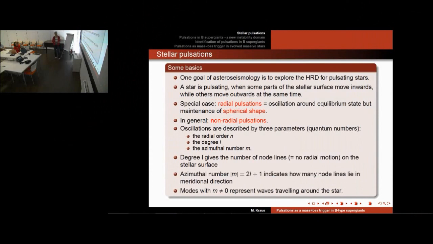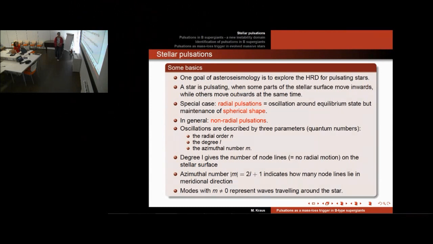The degree l gives us the number of node lines on the stellar surface. And a node line is a line on the surface that does not perform any radial movement, so it's fixed. And the azimuthal number, the absolute value of m, can be up to l, so it goes from minus l until plus l. And that number indicates how many of these node lines lie in meridional direction. That means how many of these lines go through the poles.